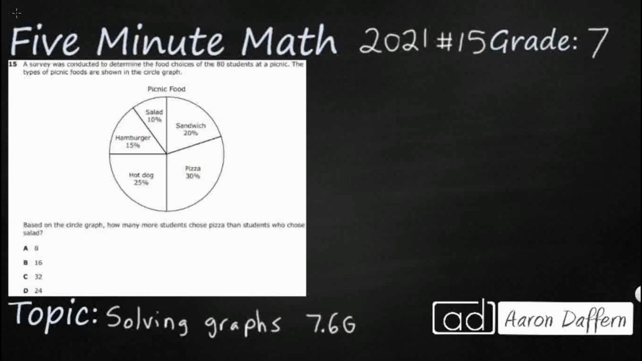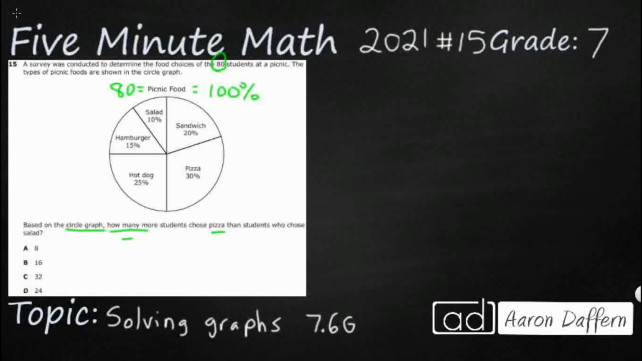So we have a survey, and we're looking at the food choices of 80 students. That's going to be important because we've got 80 students represented here, but we also need to realize that since it is a circle graph, it is always going to equal 100%, and that's how they're typically going to give you your amounts, in percentages as opposed to the total number. So we're going to need to calculate the number of each of these sections, but they're only going to give us the percentage. So based on the circle graph, we need to find how many more. That lets us know that we're going to subtract.